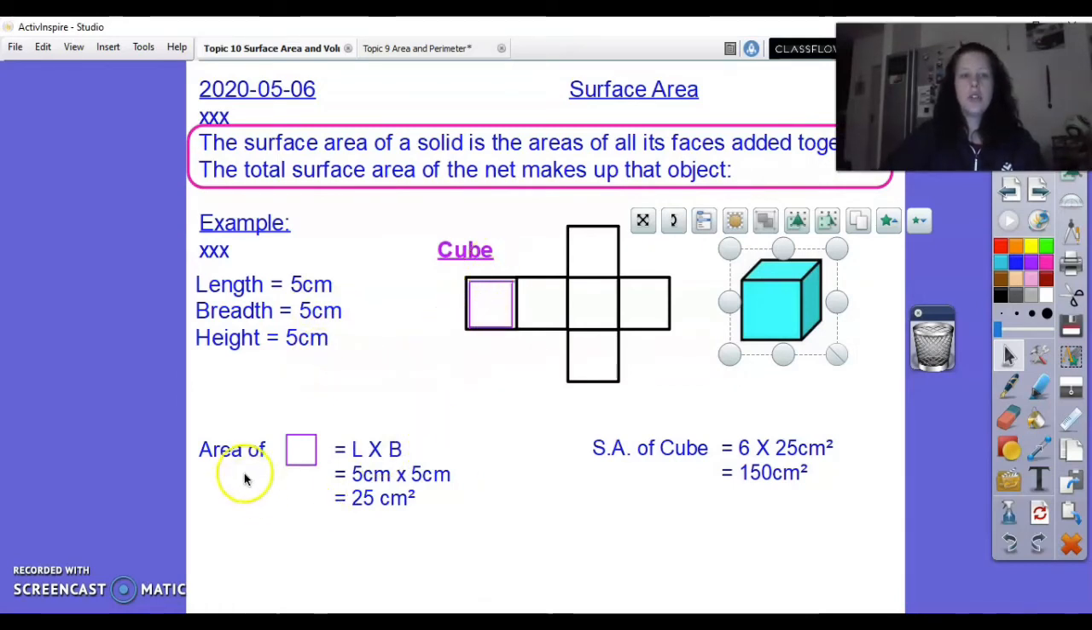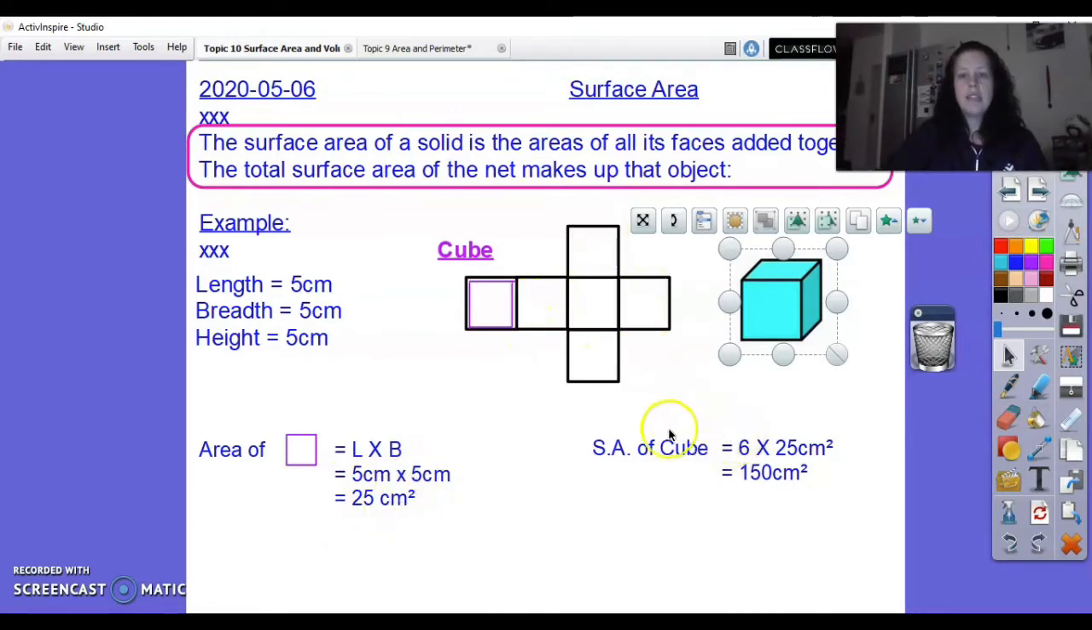So first things first, I'm going to work out the area of one square. So I've got a purple square over here and a purple square over there. My formula for working out any type of area of a square is length times breadth. So I've got 5 centimeters times 5 centimeters, which gives me 25 centimeters squared. But we're not done yet. We have to find out the total surface area.